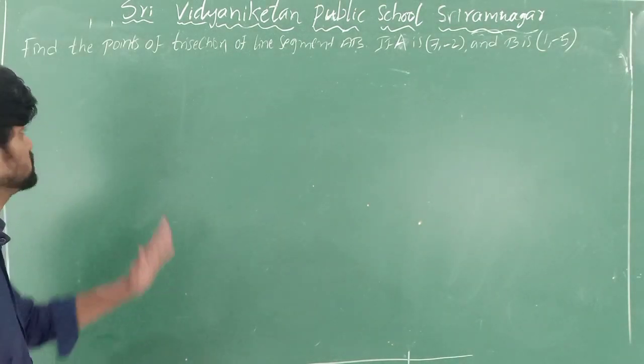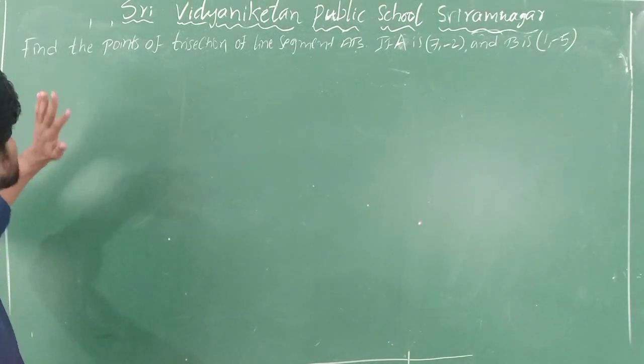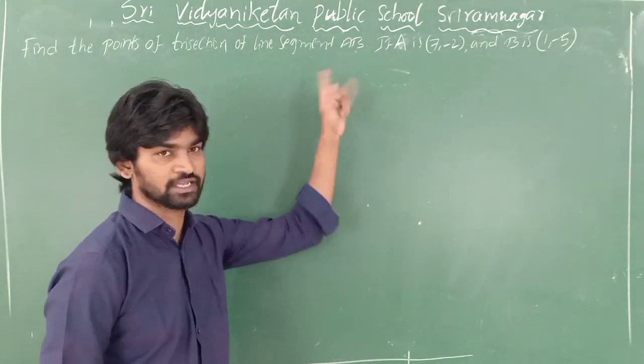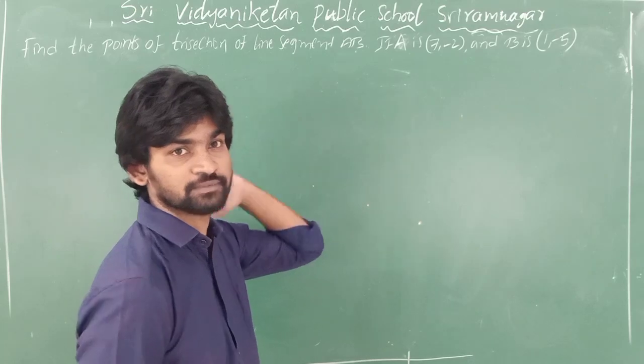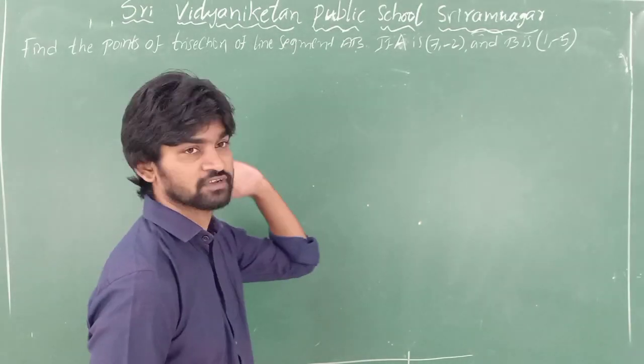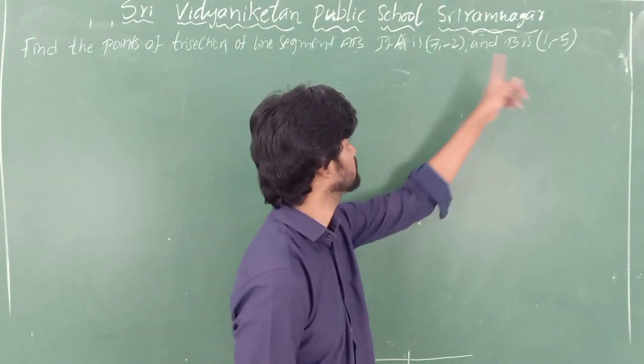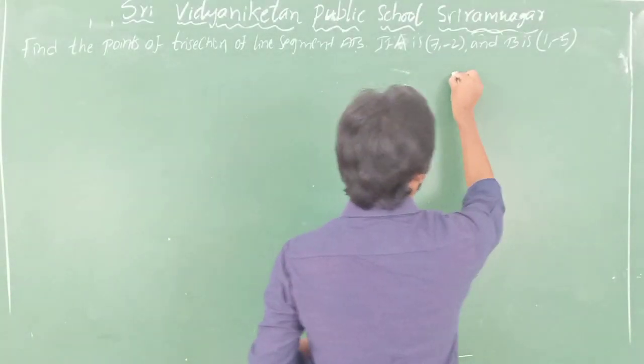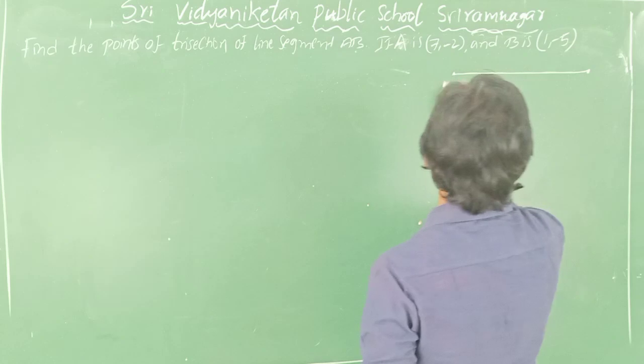Let us see one more question. The question is, find the points of trisection of the line segment AB. So AB is a line segment, its points of trisection we have to find, and A and B are given. Okay. Now draw the line segment AB.